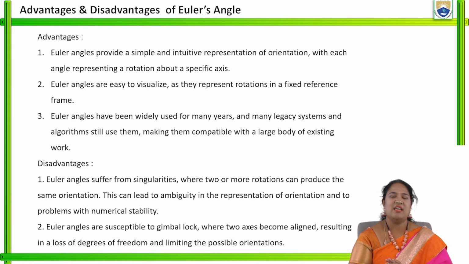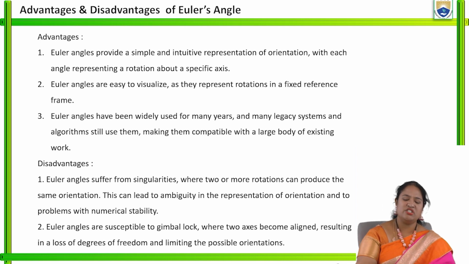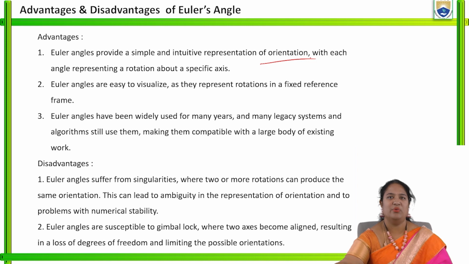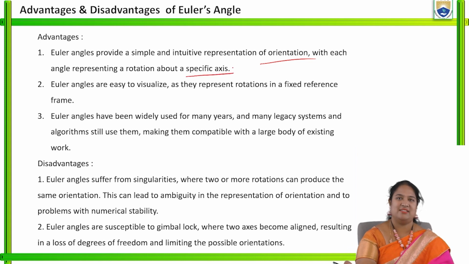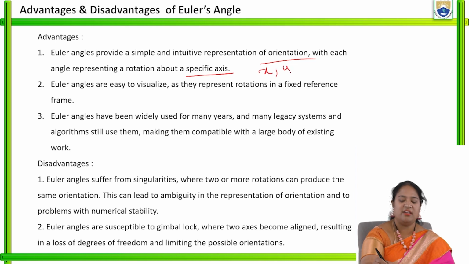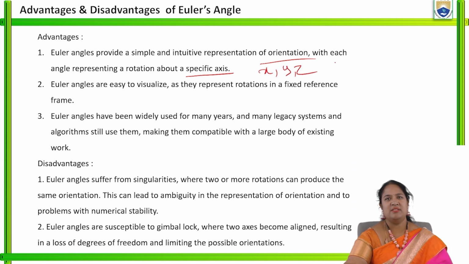Generally, the Euler's angles provide a simple way to represent orientation, as we have told you. In order to find a simple representation of the orientation, we use the Euler's angle, which represents a rotation about a specific axis, whether it is the x-axis, y-axis, or z-axis. That is the representation of a simple rotation of the orientation about its specific axis. That is one of the advantages of the Euler's angle.